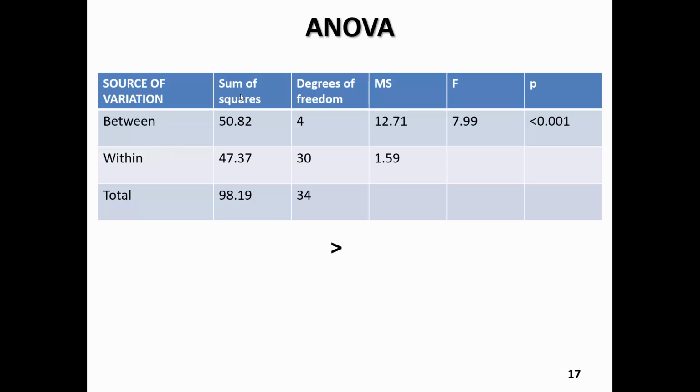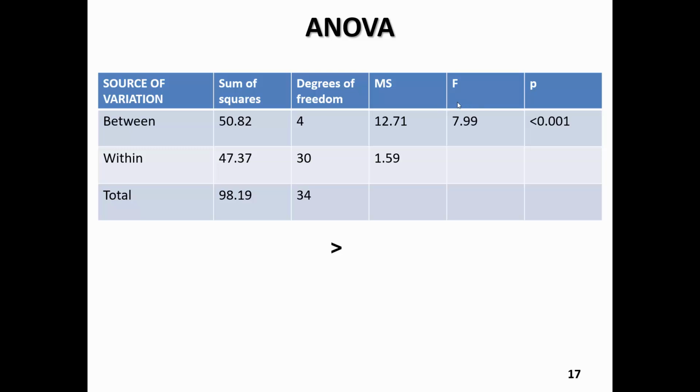In the next column, we put our sum of squares values that we had calculated. We had 50.82 for the between, 47.37 for within, and you can just add up vertically to get the total. Likewise, the degrees of freedom. These are data that are considered to be standard in terms of reporting ANOVA.